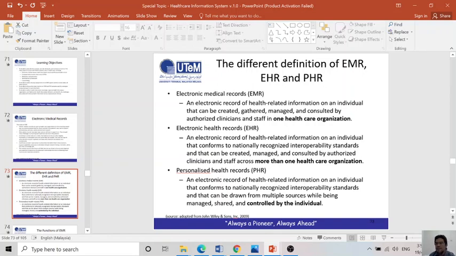Okay, so these are the different definitions of EMR, EHR, and PHR. When you get a task or project for a healthcare information system and you are in a discussion meeting, when the consultant talks about the EMR, EHR, and PHR, you can position yourself. You know what to argue, and you know what knowledge to share with the team.